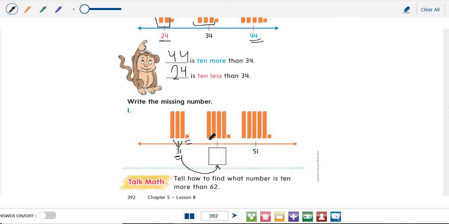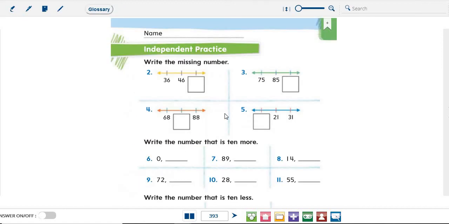Next number, we have 1, 2, 3, and 4. 4 rods. So the tens digit is 4. And we have, of course, 1 one. So the next number is 41. 41 is 10 more than 31. Interesting. Let's solve question number 2, grade 1.